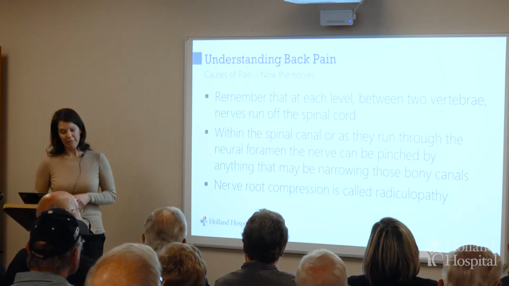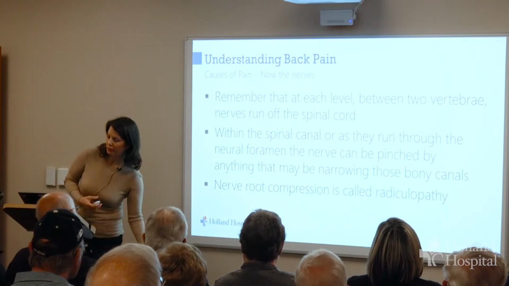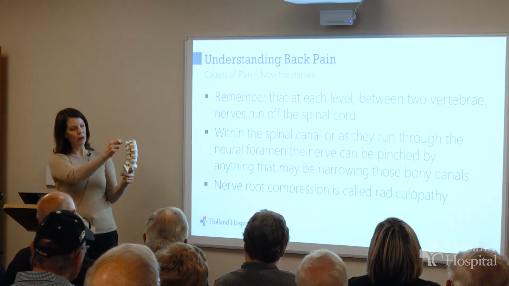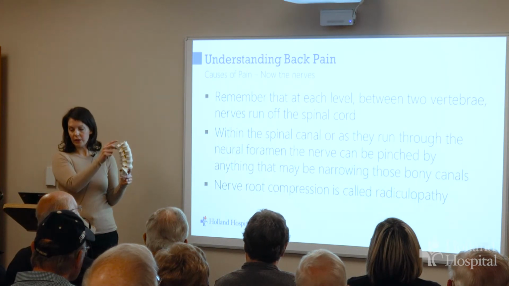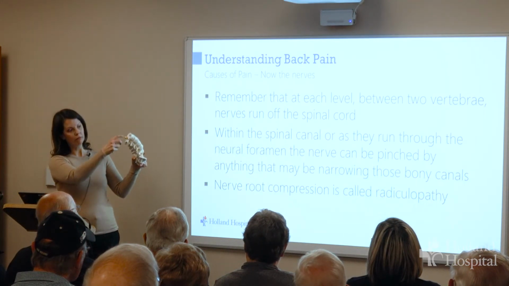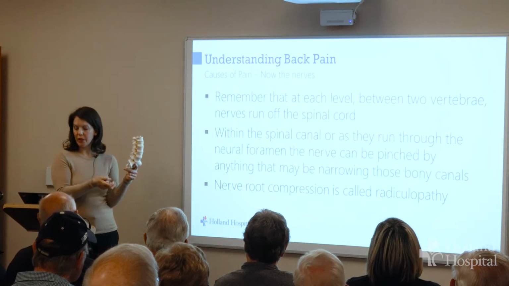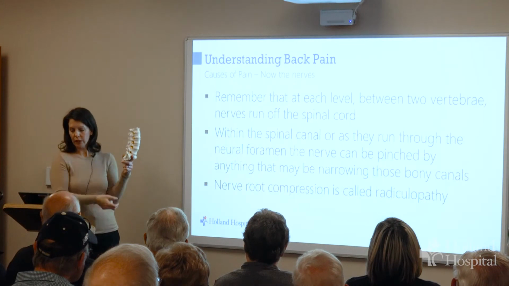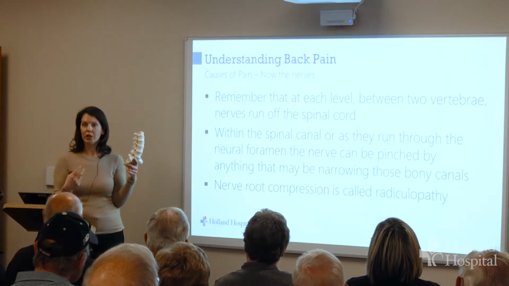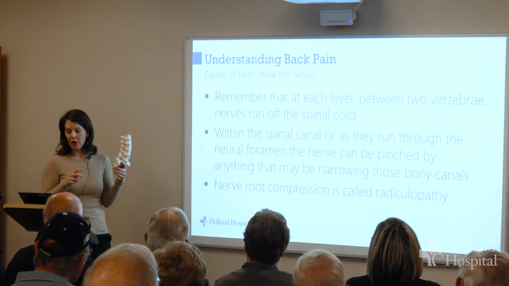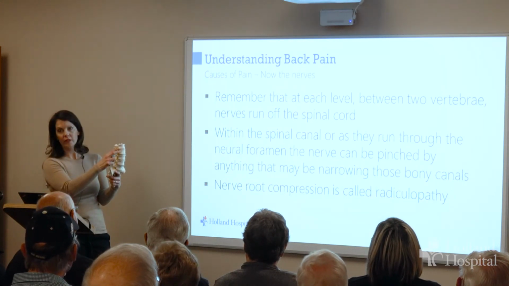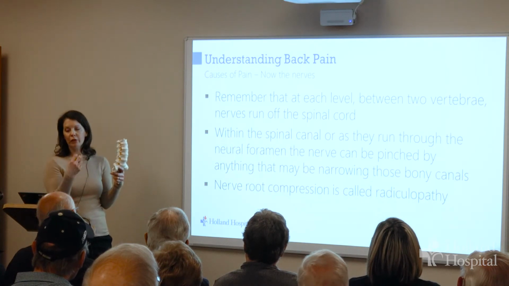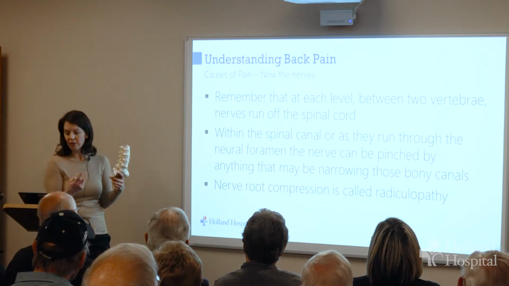All right, and then nerve pain. Remember that we said at each level between the two vertebrae on the side here, there are nerves coming off the spinal cord. As these nerves leave the spinal canal, they exit through a bony canal or an opening on the side of the spine. That happens on both sides at each level as they're on their way to feed sensation and motor function to the legs. We call this canal on the side the neural foramen, and I mentioned that before. Neural means nerve, foramen means hole, so it's the hole that the nerve comes out of.